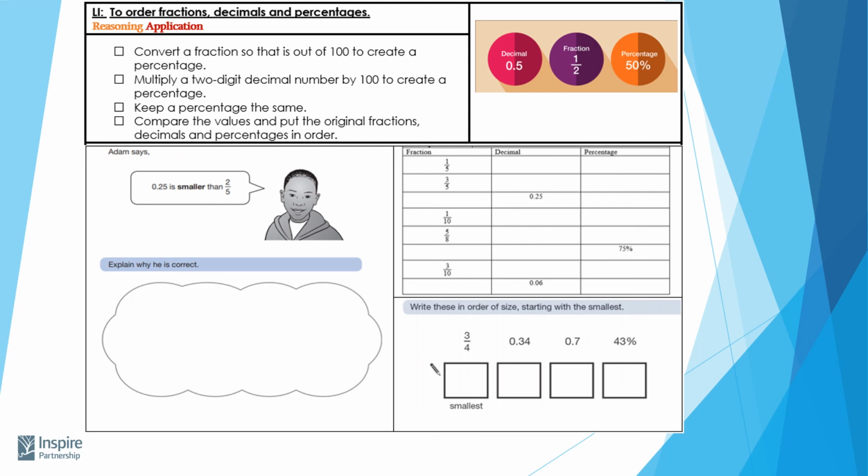If you complete that one, we've got an extension task for you to do. So it's a bit more of a SAT questioning, something you might see in an assessment paper. And it's got a question on there that says 0.25 is smaller than 2/5. Can you explain why Adam is correct? Then there's some more ordering tables of fractions, decimals, and percentages. And then, again, one last task of asking you to order those numbers in size, starting from the smallest.